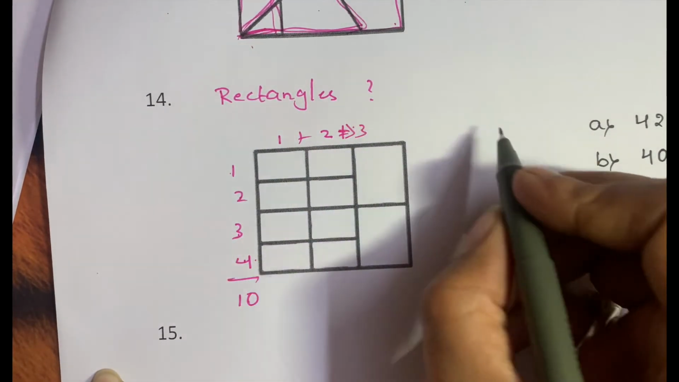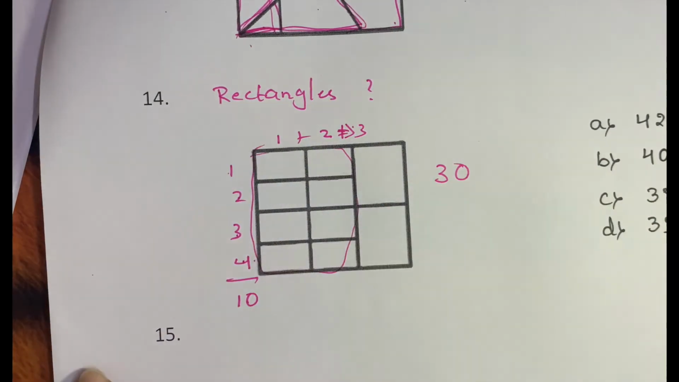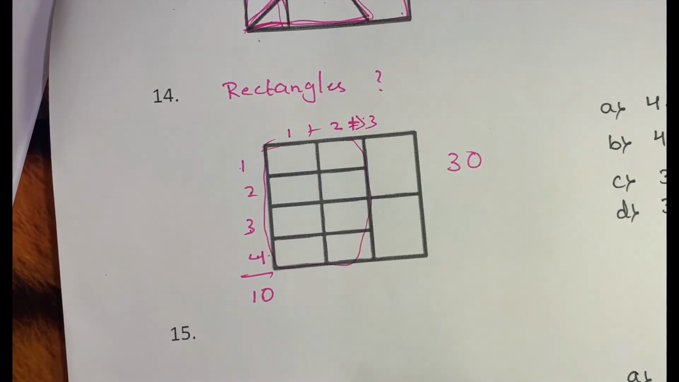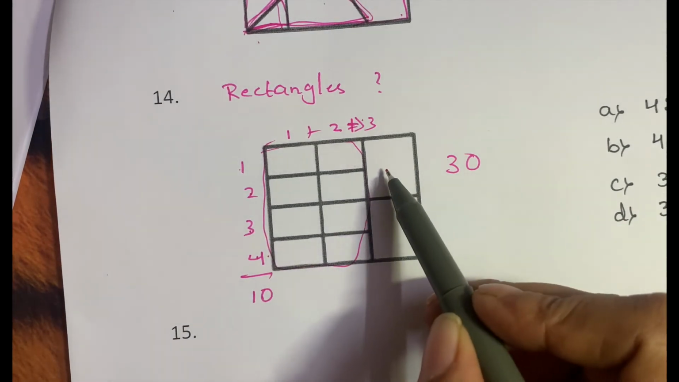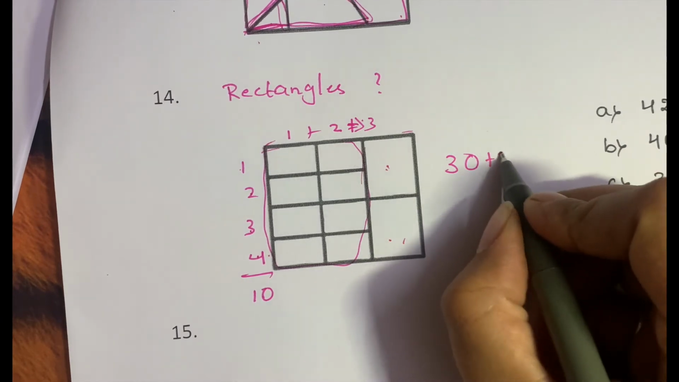Okay, so 10 into 3 is 30. So this we have got. We have counted the number of rectangles on this. Then we have this. This is 1, 2, and then one whole, that is 3.